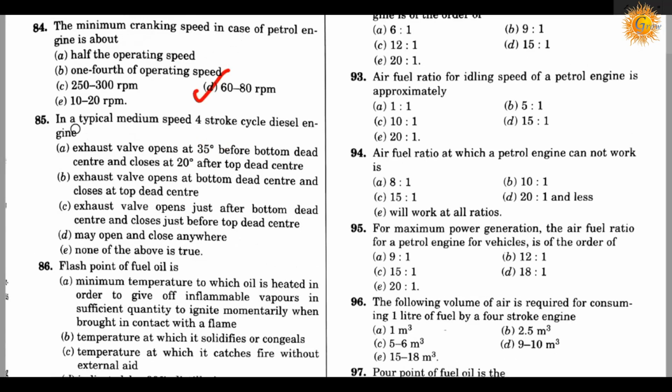Question 85. In a typical medium speed 4-stroke cycle diesel engine, option A exhaust valve opens at 35 degrees before bottom dead center and closes at 20 degrees after top dead center, option B exhaust valve opens at bottom dead center and closes at top dead center, option C exhaust valve opens just after bottom dead center and closes just before top dead center, option D may open and close anywhere, option E none of the above is true. So the correct answer is A, exhaust valve opens at 35 degrees before bottom dead center and closes at 20 degrees after top dead center.